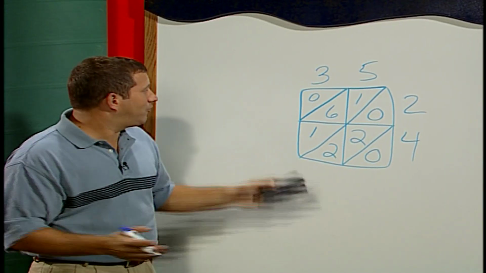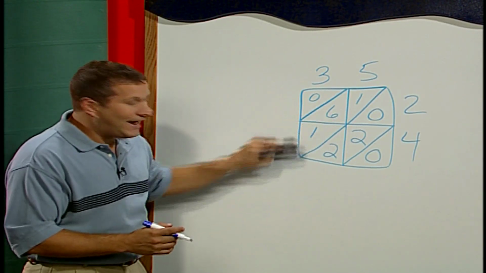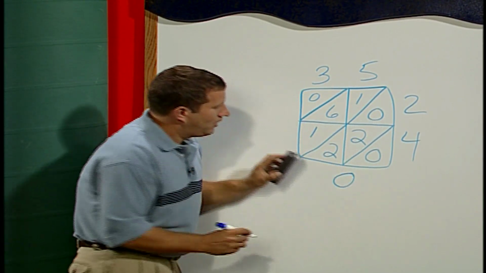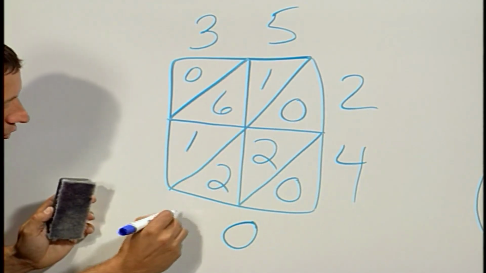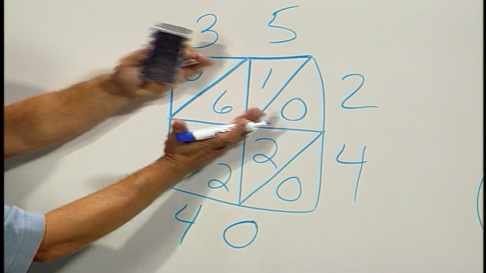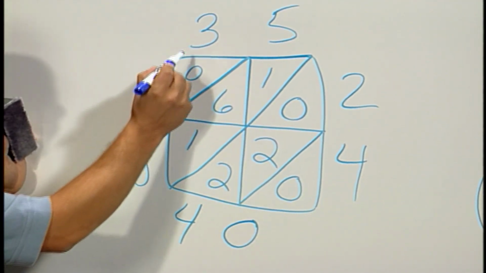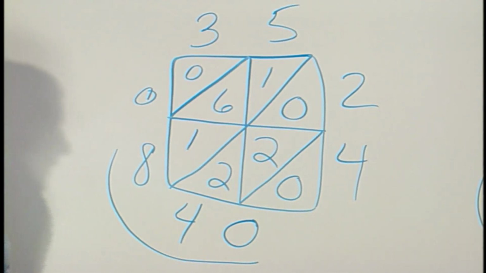And now to get the answer to 35 times 24, you just add those diagonals up in the box. The first diagonal just has a 0. And then between this line and this line, we have 0, 2, and 2, which adds up to 4. This line has 1, 6, and 1, which adds up to 8, and there's a 0 again. So 35 times 24 equals 840.